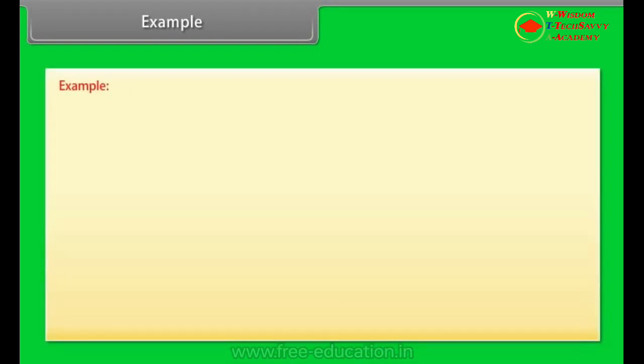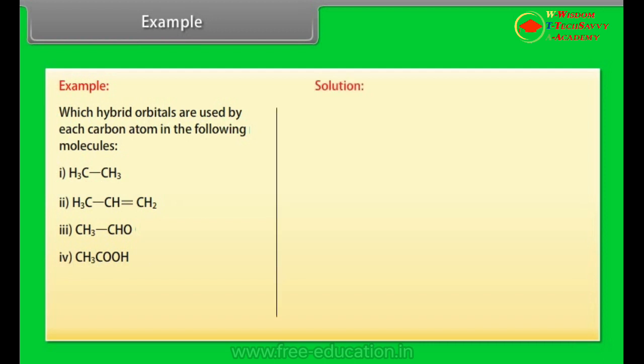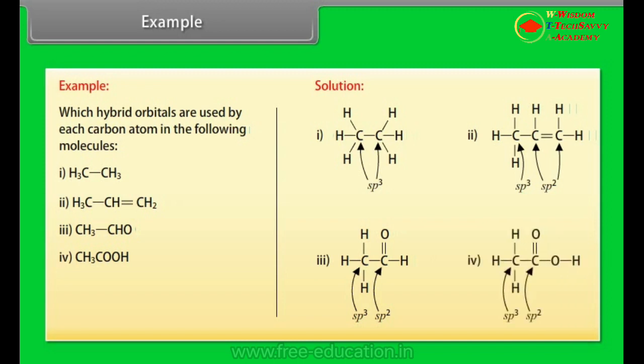Example. Let's take an example on hybridization. Which hybrid orbitals are used by each carbon atom in the following molecules? Let's see the solution. In this molecule, carbon atoms are using sp3 hybridization. In this molecule, carbon atoms are using sp2 and sp3 hybridization. In the next molecules as well, carbon atoms are using sp2 and sp3 hybridization.